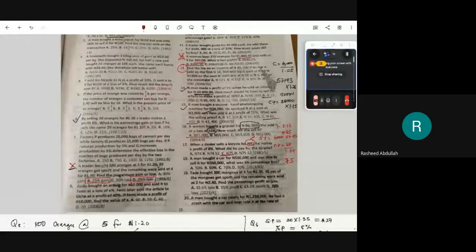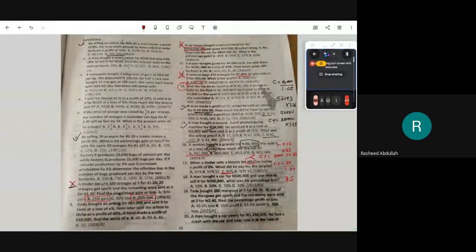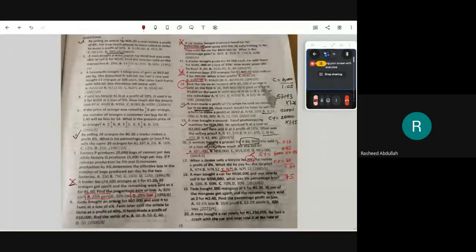What's the time? 4:17. Our time is fast spent. So maybe what I will do is give you this page to go and finish. I've done 1, 2, 3, 4, 5, 6, 7, 8, 9, 10 now.